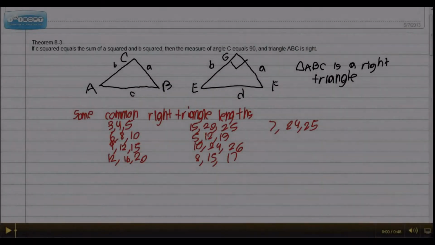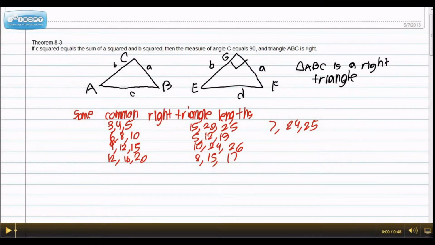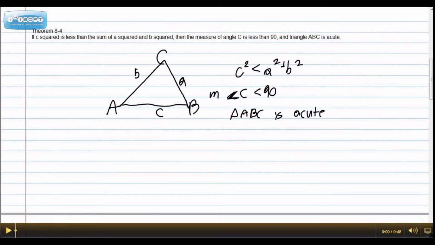Theorem 8-3. If c squared equals the sum of a squared and b squared, then the measure of angle C equals 90, and triangle ABC is right. Some common right triangle lengths are 3, 4, 5; 6, 8, 10; 9, 12, 15; 12, 16, 20; 15, 20, 25; and etc.